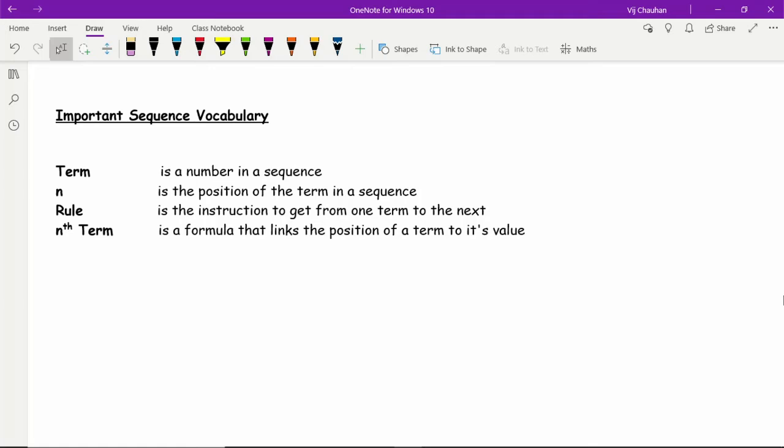Now the word term in a sequence is basically a number in a sequence. So if I just write down as an example the sequence 3, 5, 7, 9, 11. So here I've got a sequence. 3 is the first term, 5 is the second term, 7 is the third term, 9 is the fourth term, and 11 is the fifth term. So if you were asked to find the next 5 terms of a sequence, here I would write down the next 5 numbers that follow on from 11.